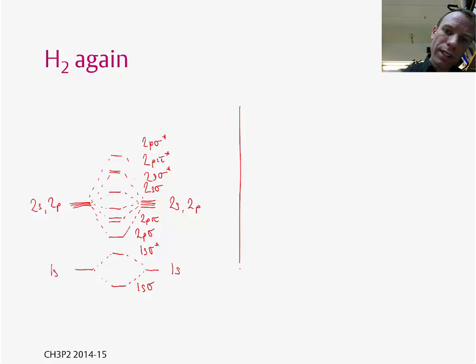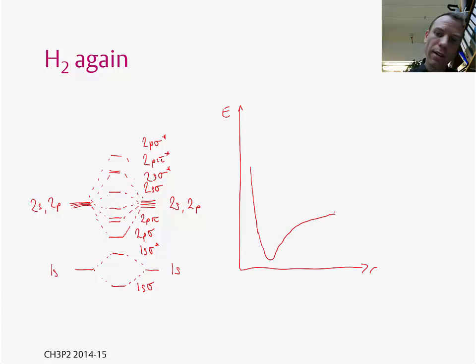If we draw an energy diagram, we've got energy here, and we've got bond length across the bottom. We know that if we have both electrons in the lowest orbital, then we've got our standard ground state of hydrogen, and let's draw it like this. So we draw a Morse curve representing this electronic state.